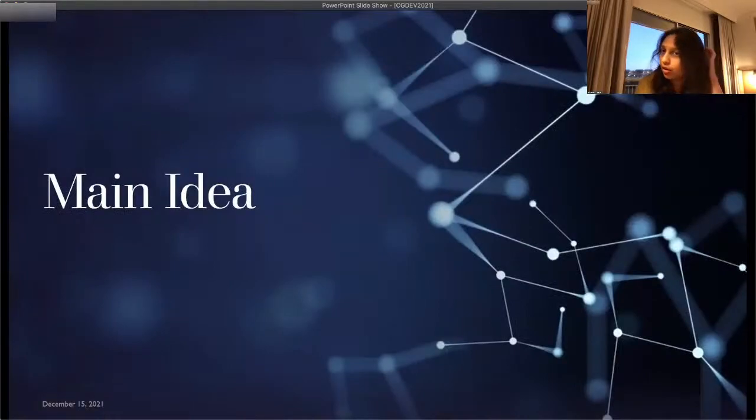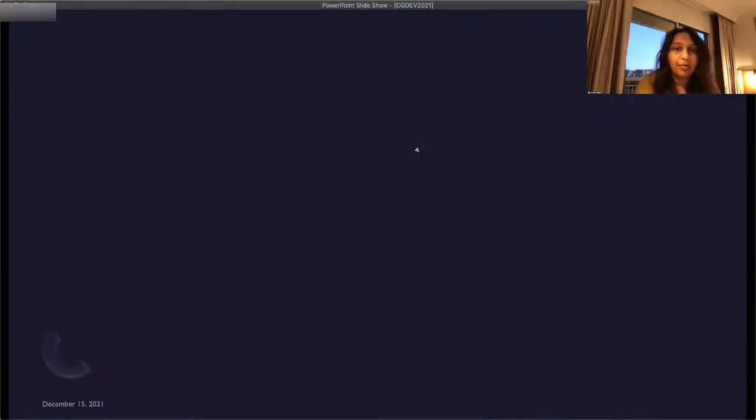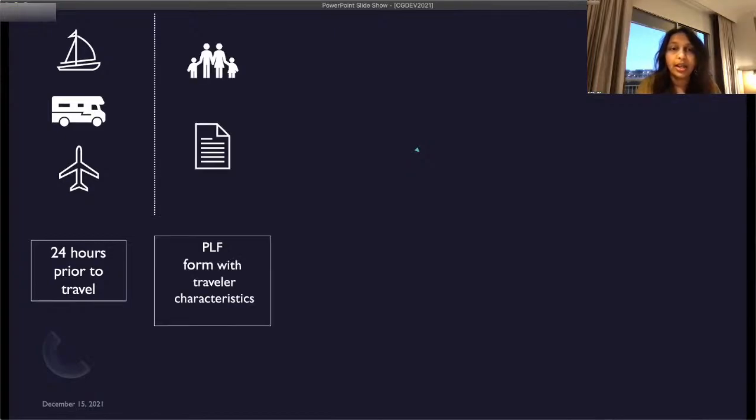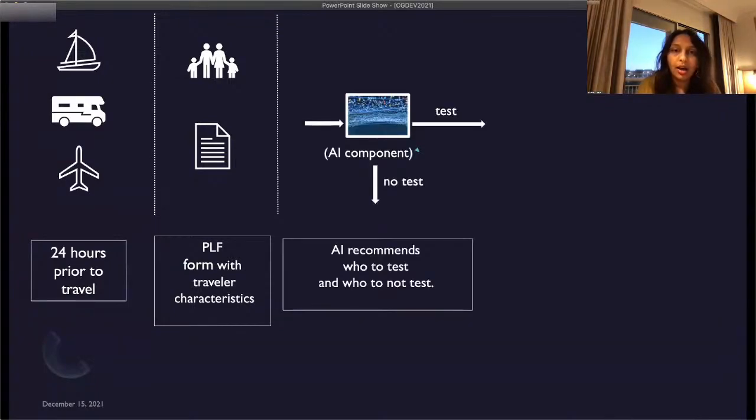So let me jump in a little bit into how this was deployed in Greece. Greece is a bunch of islands, so we have people coming in through land, air, water, and so on, many different points of entry. 24 hours prior to travel, we asked families to fill out something called a passenger locator form. This basically captures a bunch of information like where they're coming from, demographic characteristics like gender and age, and so on. So basically features that might inform traveler-specific risk. And this gets fed into our system that was called AVA. This is really the AI component.